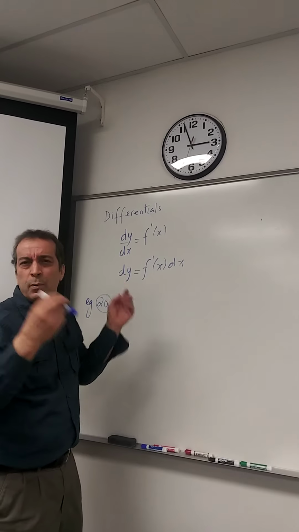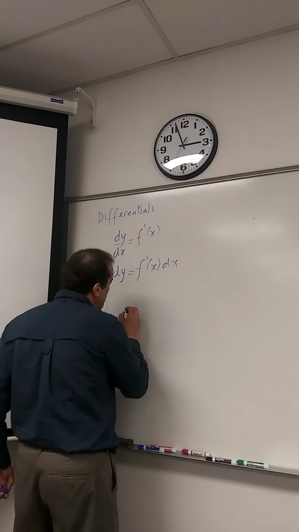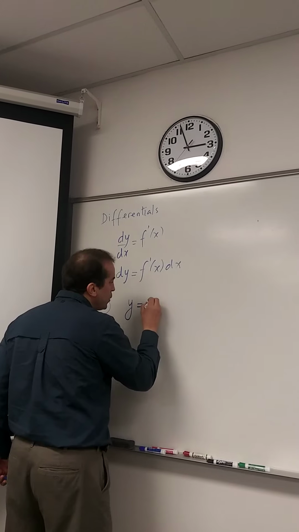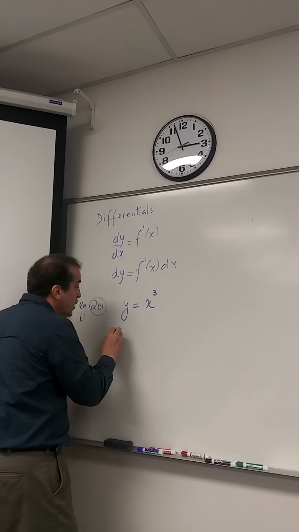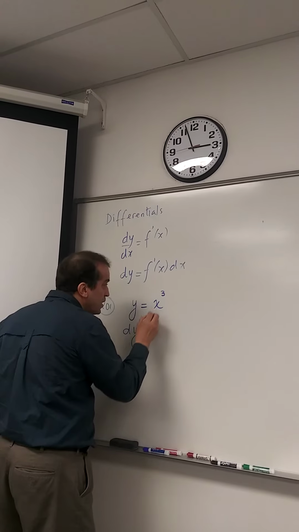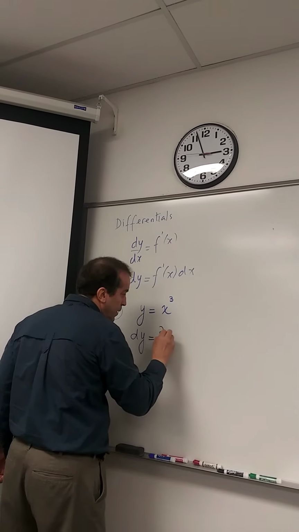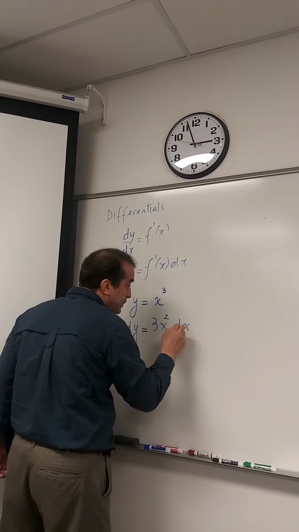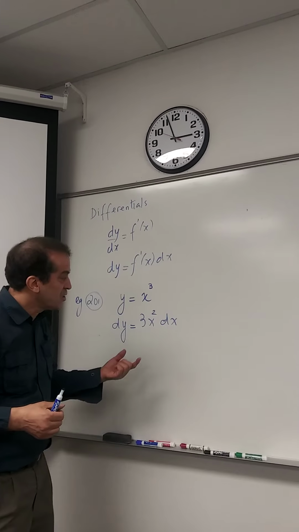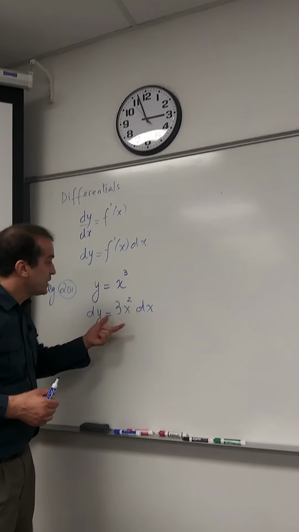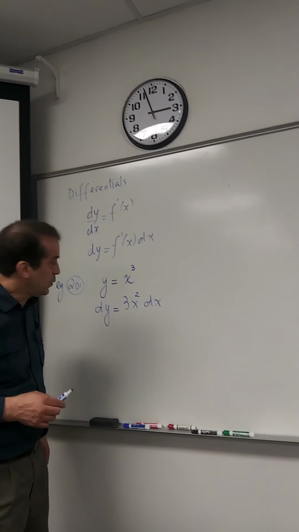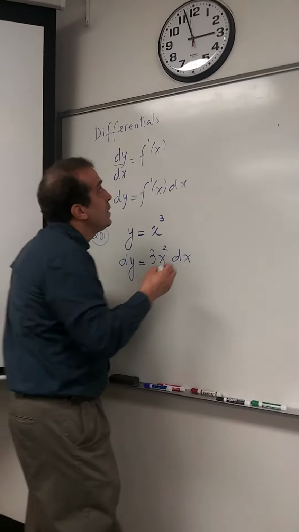So I'll just pick an example at random. Suppose that you have a function y equals x cubed, and they want the differential dy. Well, dy equals the derivative of this, which is 3x squared times dx. That's it. That means when x changes by dx, y is going to change by 3x squared times dx. That's what a differential is.